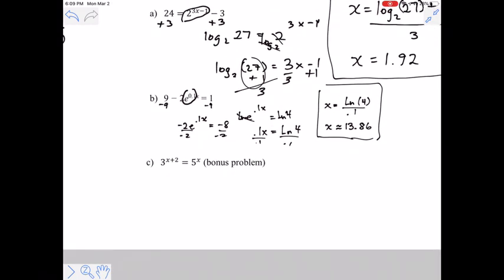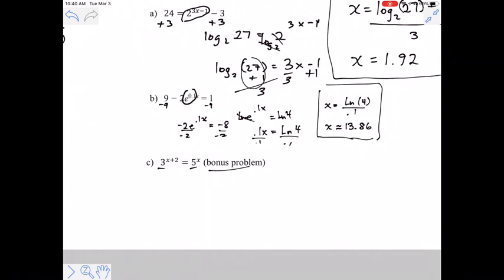Okay, I threw on part C here. This is an advanced problem. It's counting as extra credit. There will be one like this on the exam as well that'll just count as extra credit. You can try it if you want. So we're going to use logarithms, but we don't have the same base. So this is a little bit more advanced here.